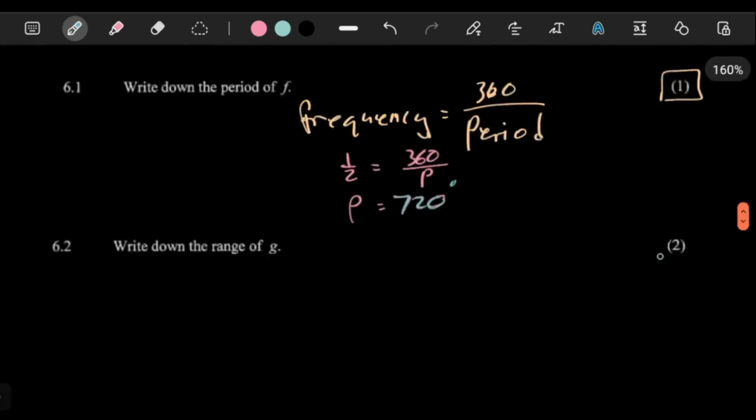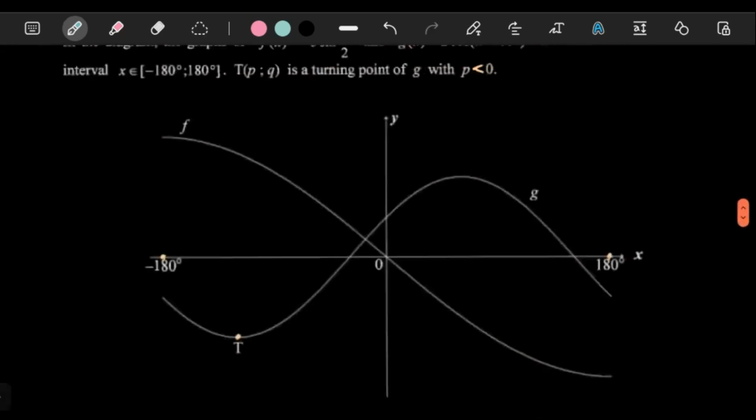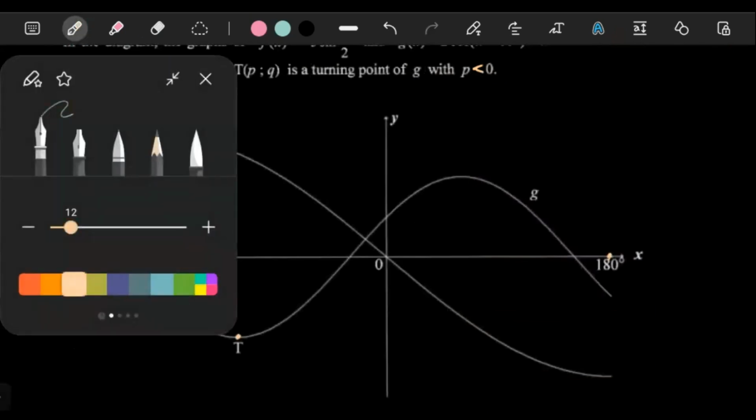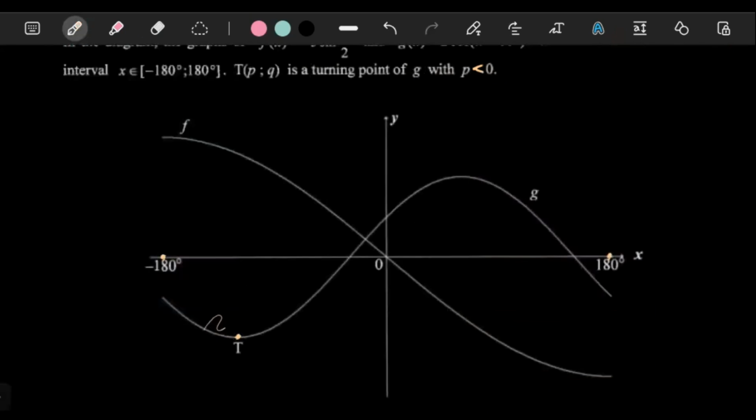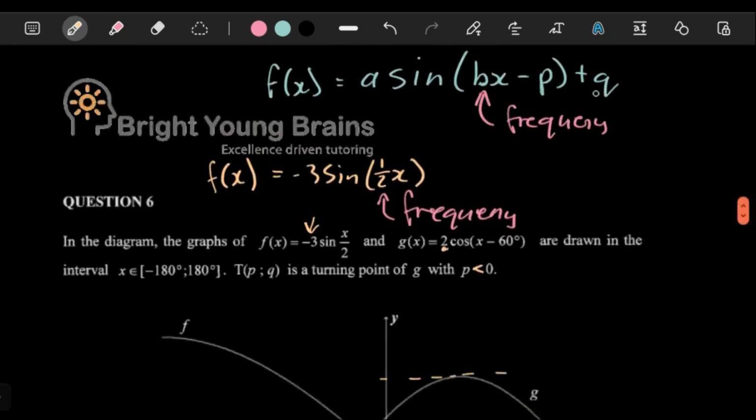So they want us to get the range of g. In terms of the range, it's all about the highest point that the graph goes to and the lowest point that the graph goes to. If you know your theory, this is the lowest value and this is the highest value. You can figure out these values by looking at your standard form. According to your standard form, your amplitude there is a 2. Another thing to look out for is if there's a vertical shift.